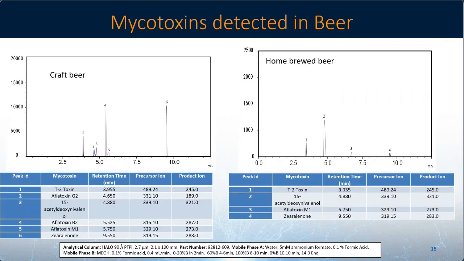Okay, and here's an example of mycotoxins that we were able to detect in beer. We have two examples. We have a home brewed beer on the right, and we have a craft beer on the left. And we were able to detect four of the mycotoxins in the home brewed beer, while six of the mycotoxins were detected in the craft beer. And so, as we said, these mycotoxins are on grain, so they survive the brewing process. These beers are brewed with grain. So if you have infected grains and you brew those grains for your beer, you're going to see the mycotoxins show up in the final product, which is what we see in these two examples here.